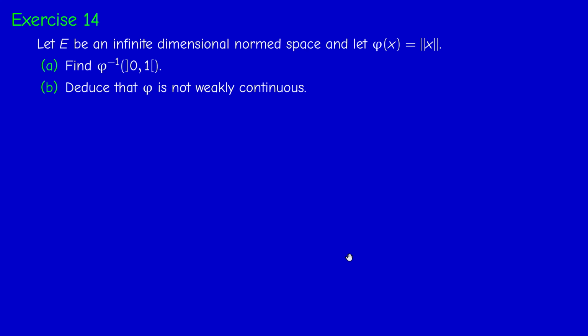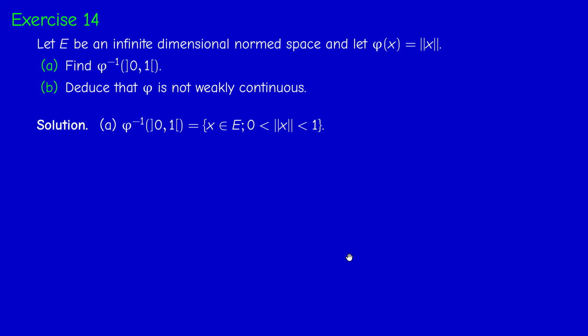I mentioned it in the lectures actually. We have an infinite dimensional normed space, and we consider the function from E to R given simply by the norm of x. Call it phi. The first question: we have to find the inverse image under phi of the open interval (0, 1). Then we have to deduce that phi is not weakly continuous. Okay, but it's strongly continuous, as you know.